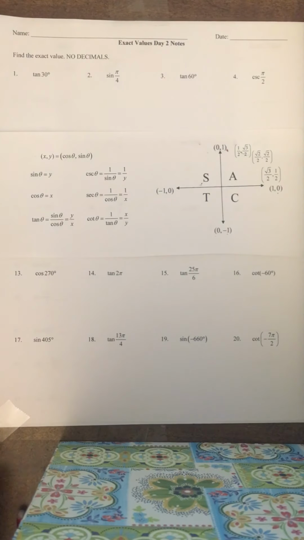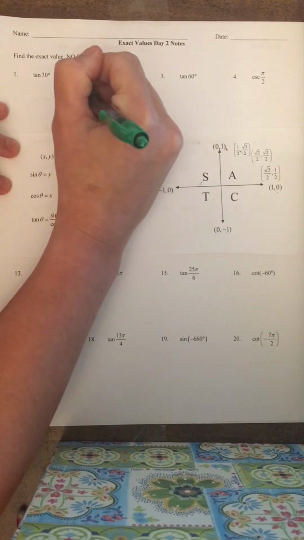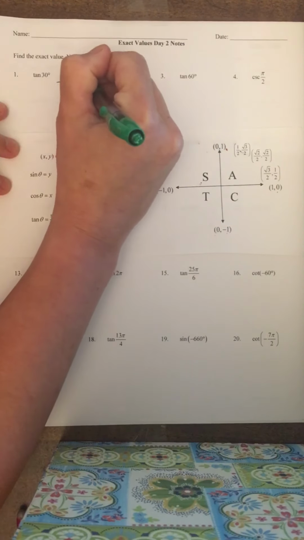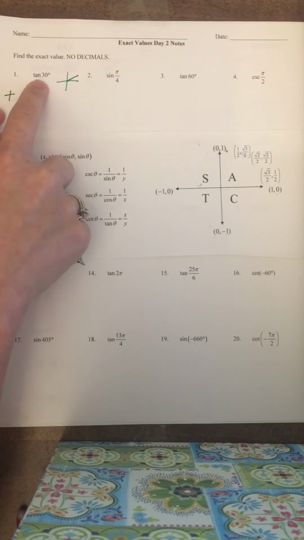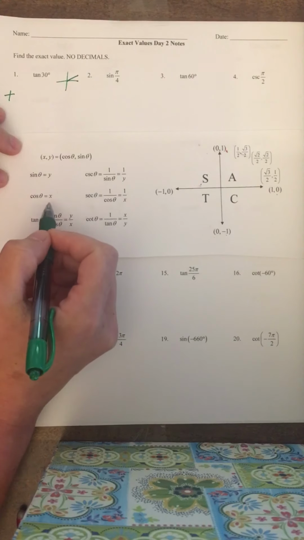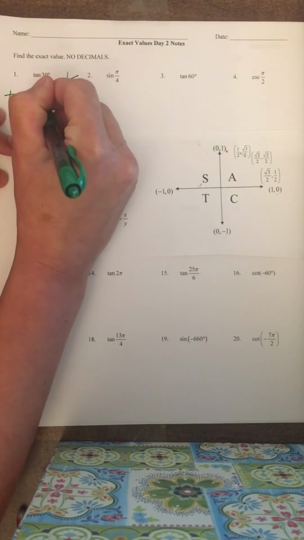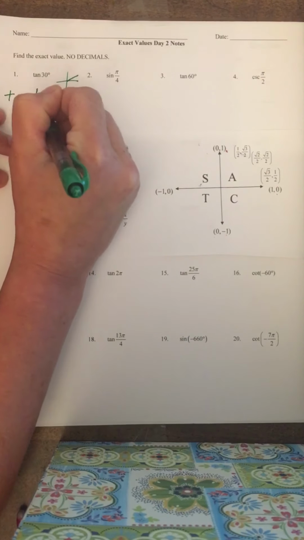Tangent of 30 degrees. So we know 30 degrees is in the first quadrant. So 30 degrees would just be like right there. And in the first quadrant, they're all positive. So we know our answer is going to be positive. And tangent, remember, tangent is sine over cosine or y over x. So at 30 degrees, y is 1/2 and x is the square root of 3 over 2.